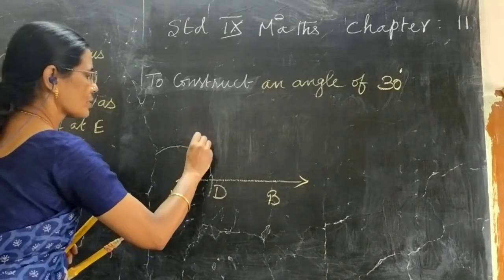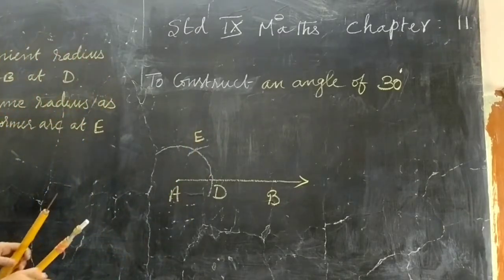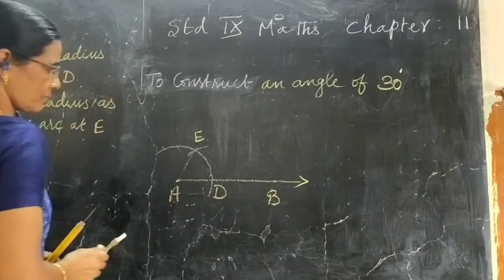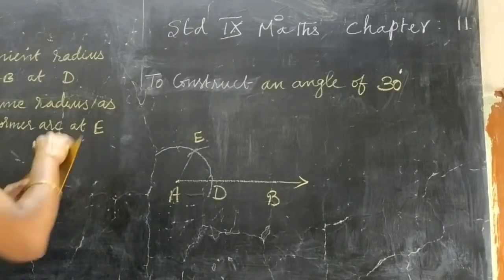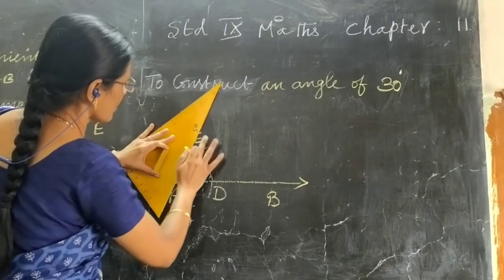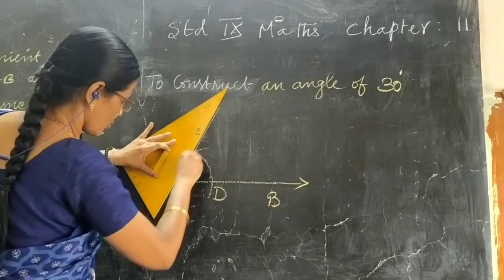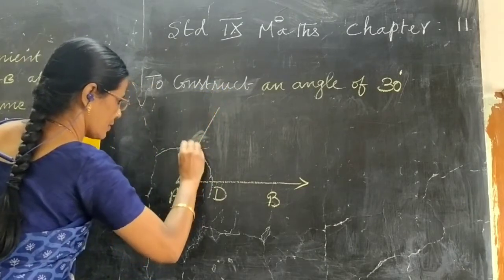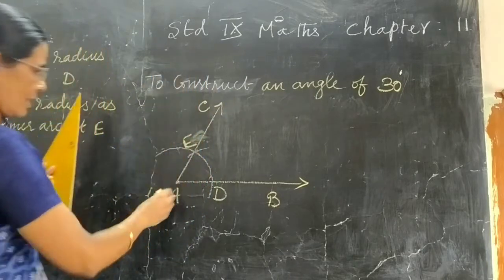Let us name this point as E. If we join AE, if we draw a ray through AE, we will get 60 degree. That's what we just learned, 60 degree. So I join this. This is point E, point of intersection. This I name as ray AC.